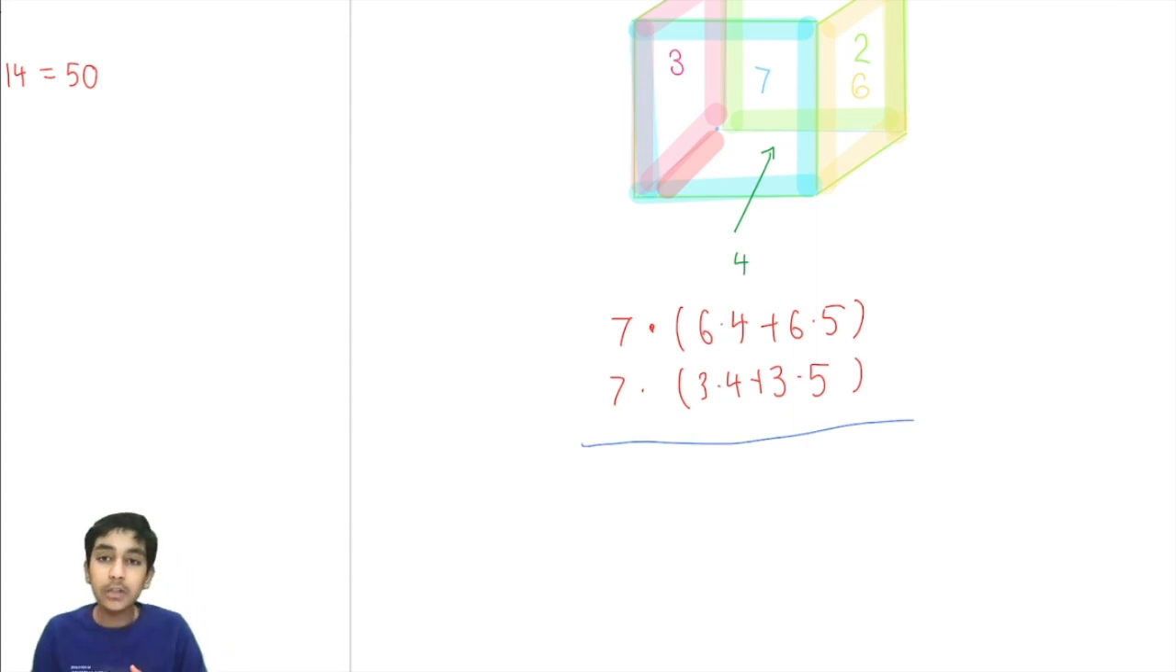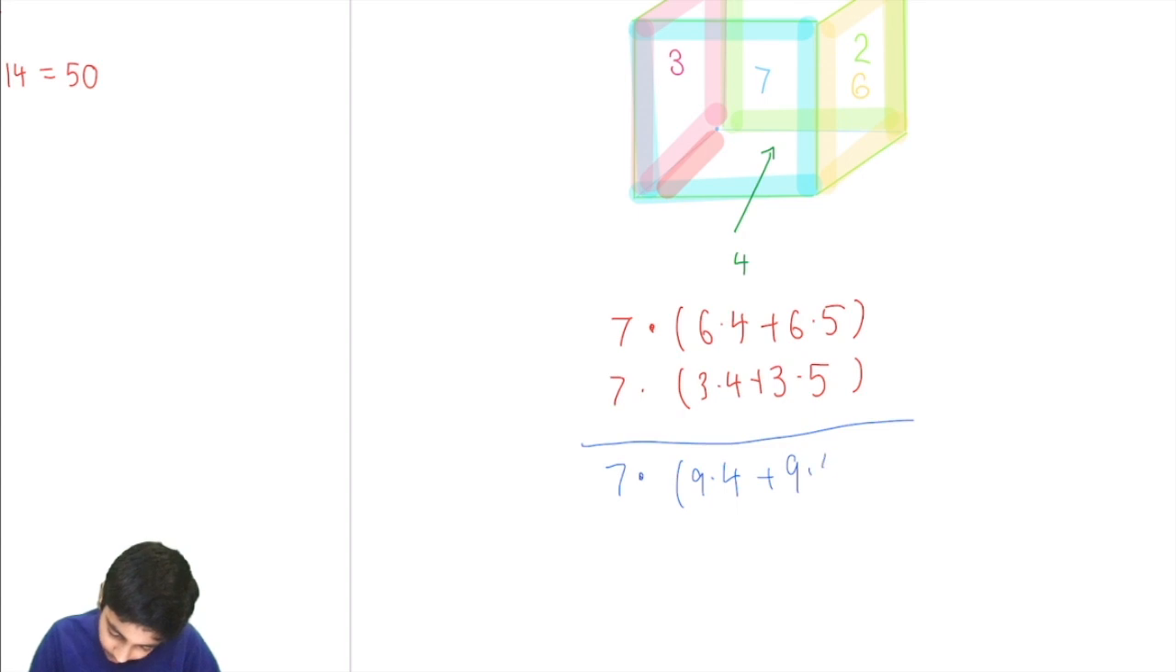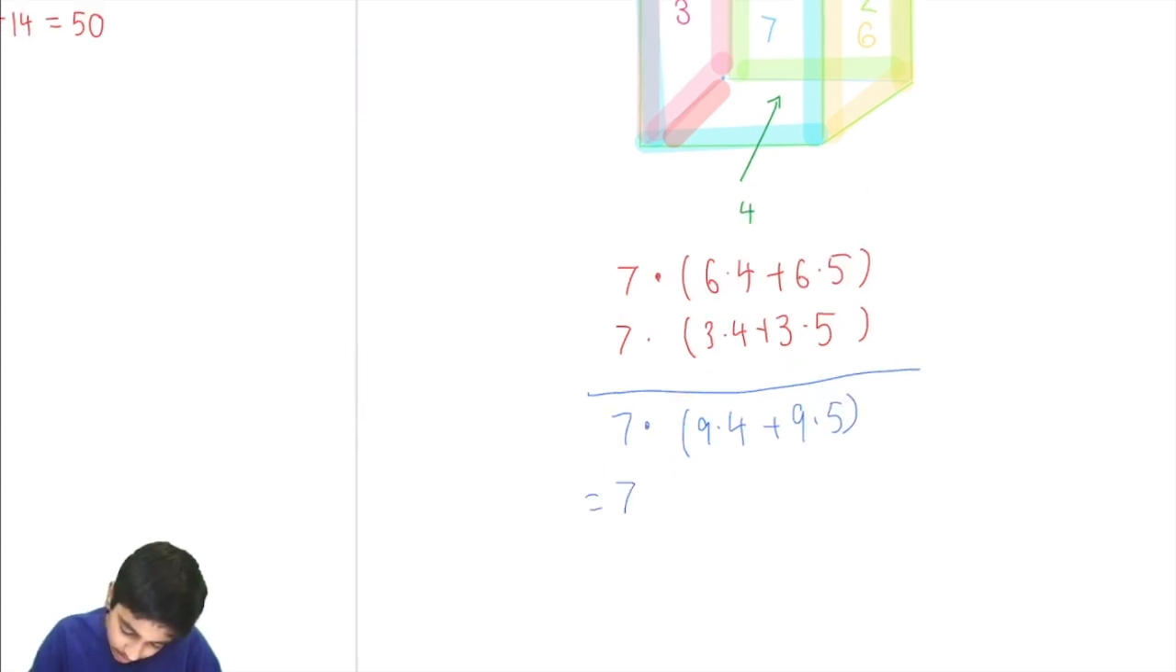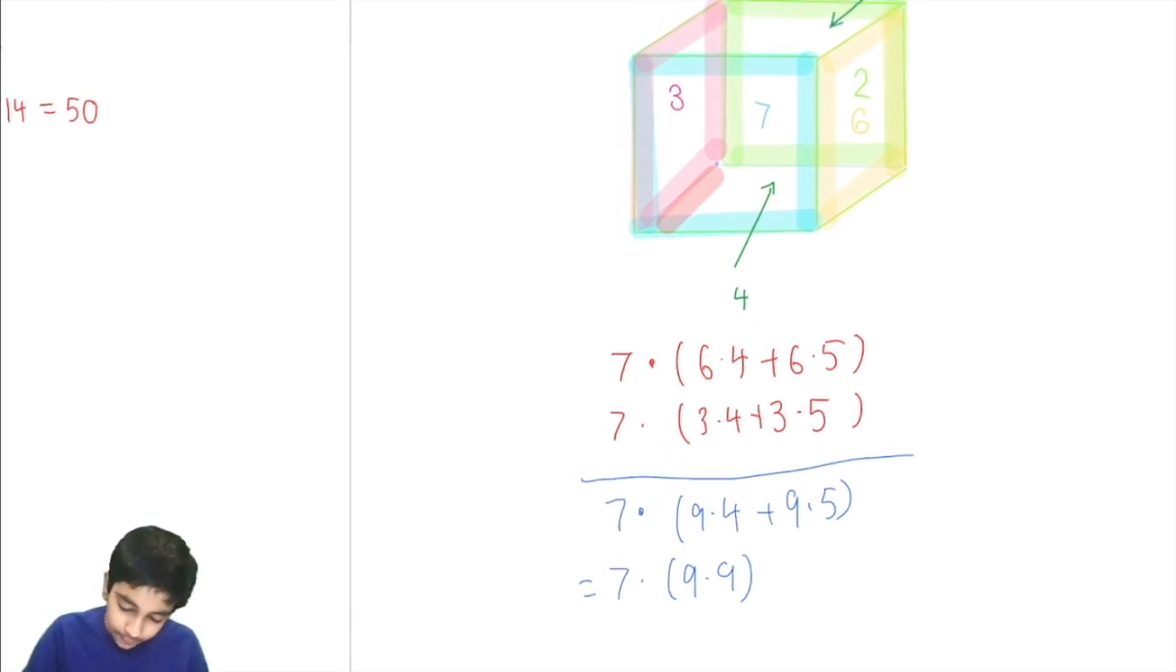The overall sum for all the numbers we're multiplying by 7 is just going to be 7 times, and then we can simplify this to get 9 times 4 plus 9 times 5, which is equal to 7 times 9 times 9. Okay, so that's what we're multiplying for all the 7s.